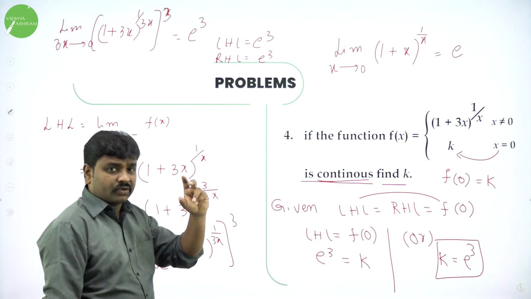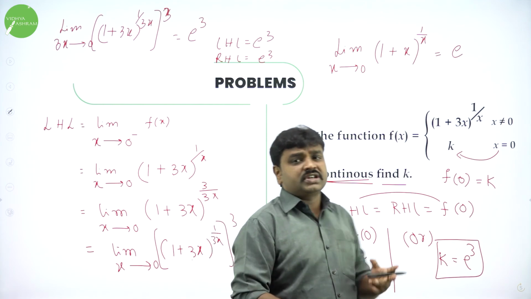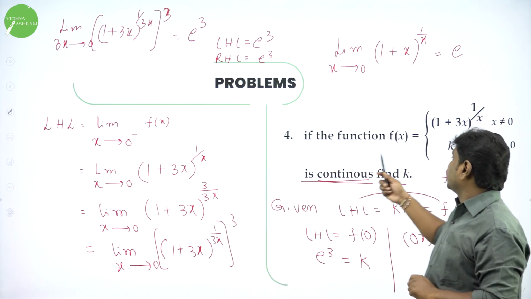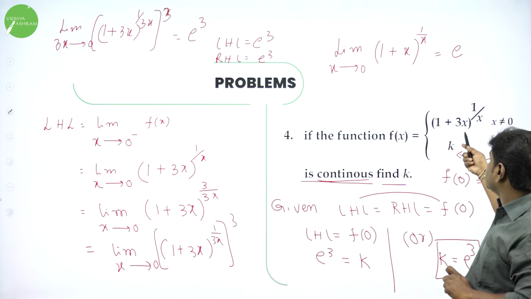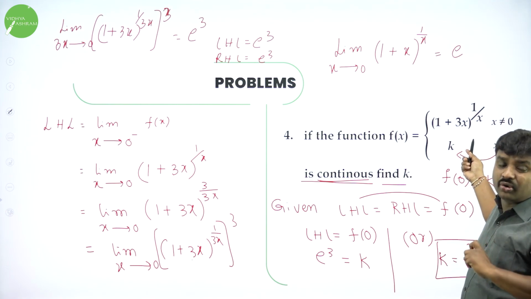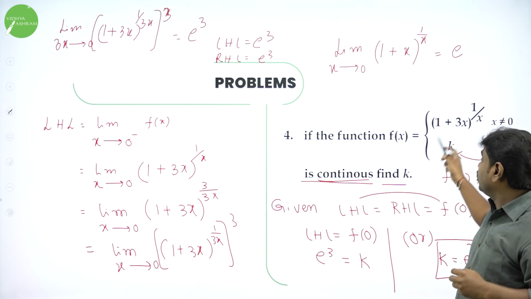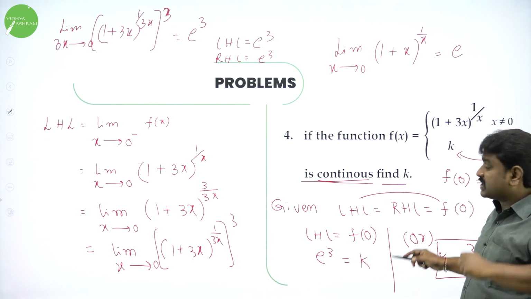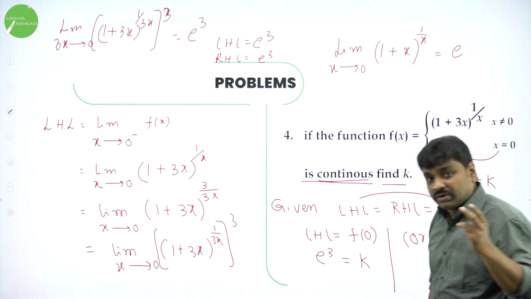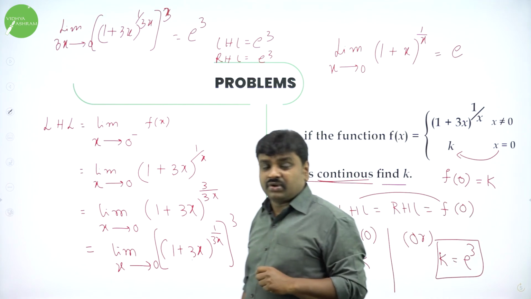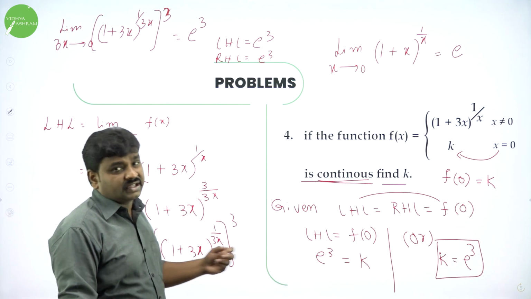They gave a hint. What is the hint given? They told the function is continuous. So they gave function f of x is equal to 1 plus 3x power 1 by x when x is not equal to 0. Not equal to 0 means what? When x less than 0 or when x greater than 0, this is the function. And they told it is k when x equal to 0. So find LHL, then find f of 0, equate them and solve and get the unknown.